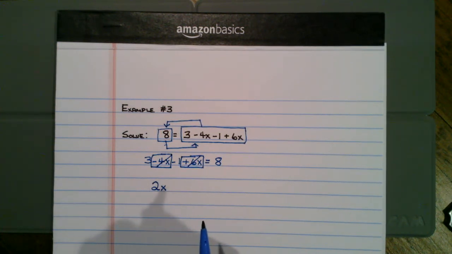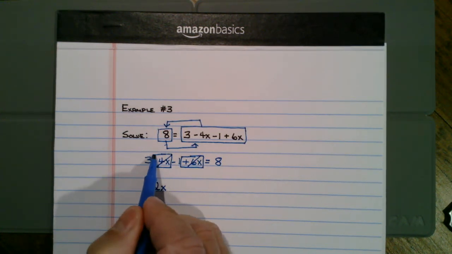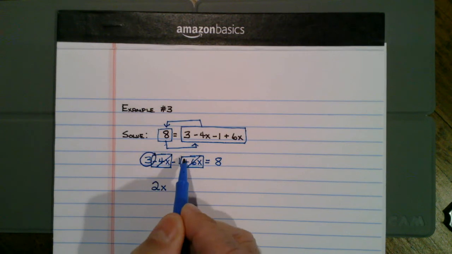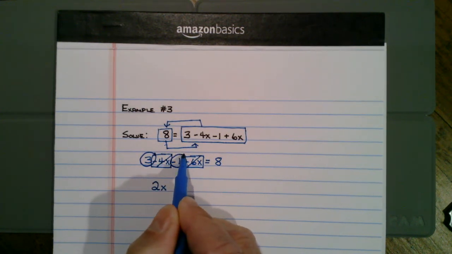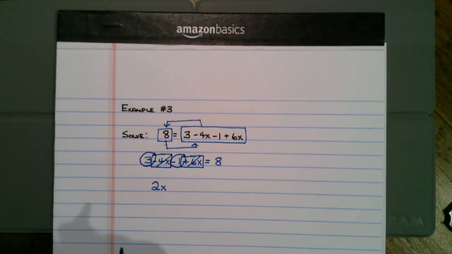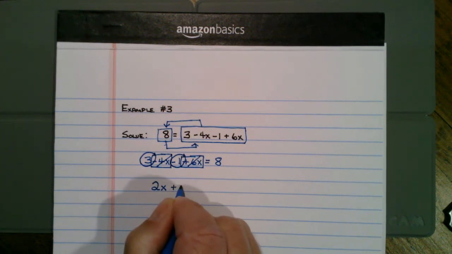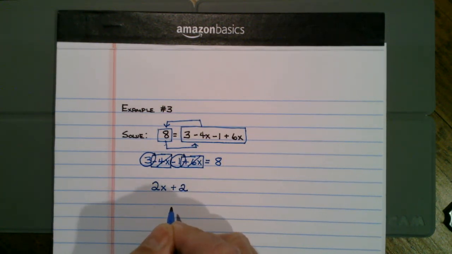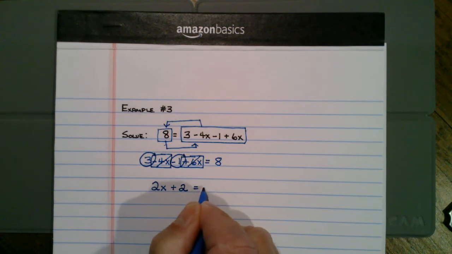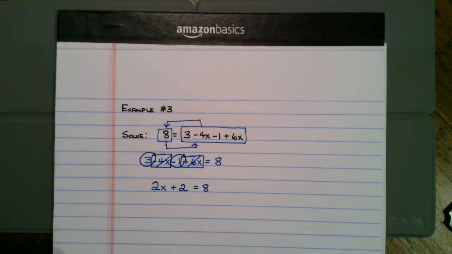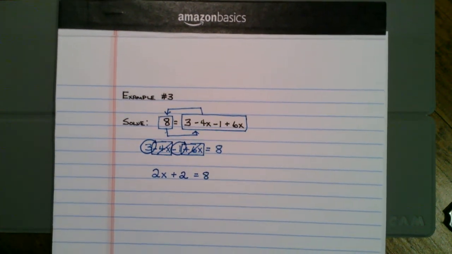I have other like terms I can combine together. That would be that 3 right there, which goes with that negative 1. I need to combine those two together. Again, I'm going to use my rules for combining integers. Signs are different. I subtract, take the sign of the larger number, and I get positive 2 when I combine those two together. Is equal to 8. Now I have a two-step equation I need to solve.